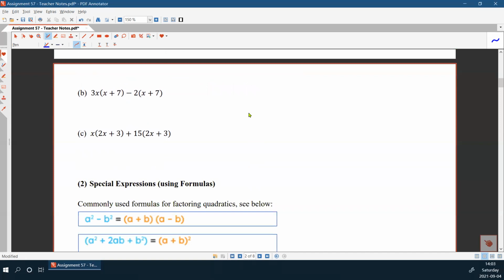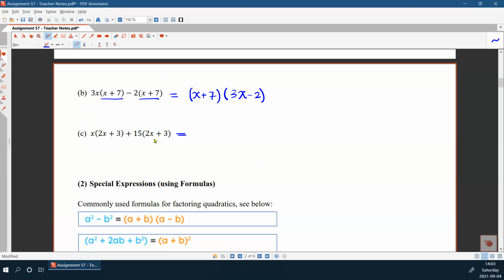All right, next one. Note that x plus 7 is the greatest common factor. So we can put it in front, and what's left behind is 3x minus 2, right? So basically, it's just the reverse process of using the distributive law.